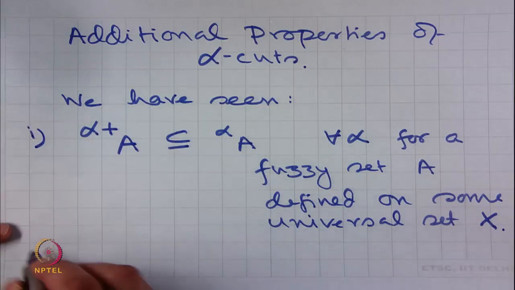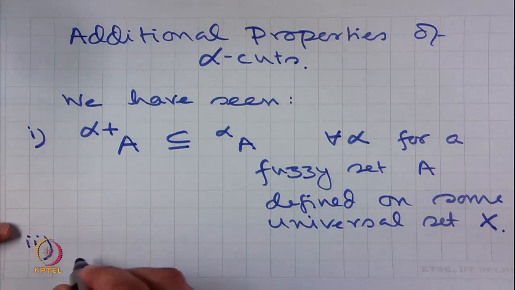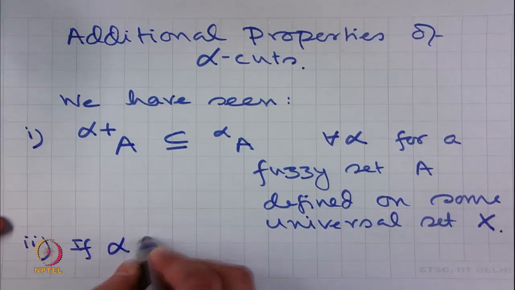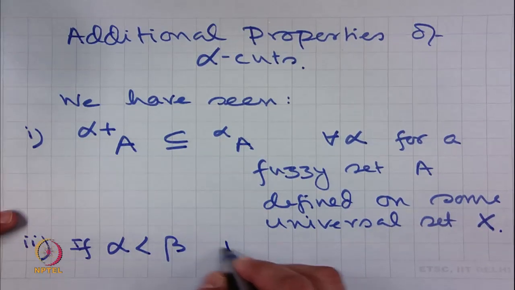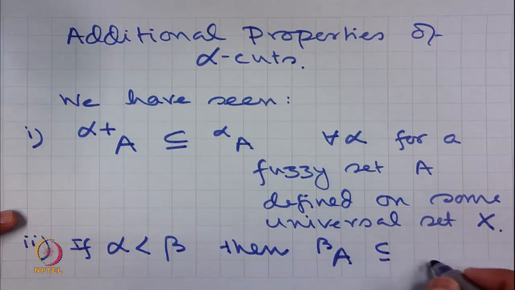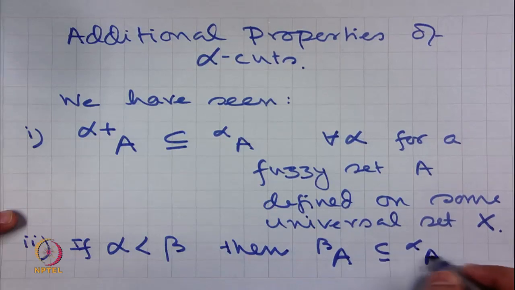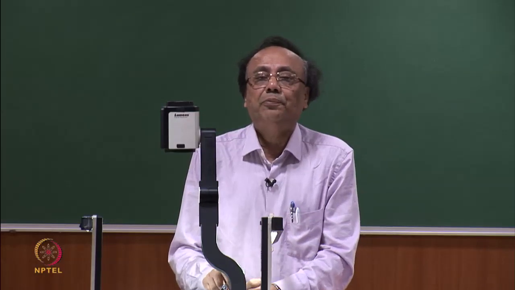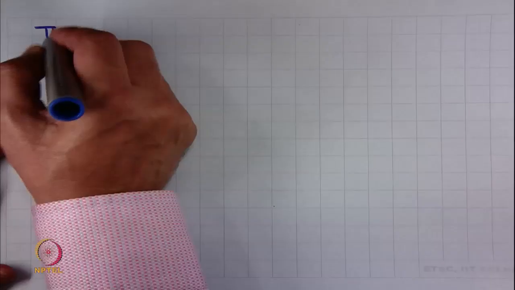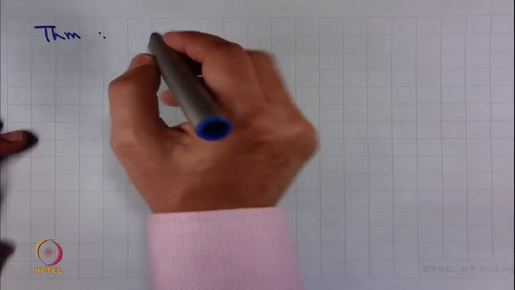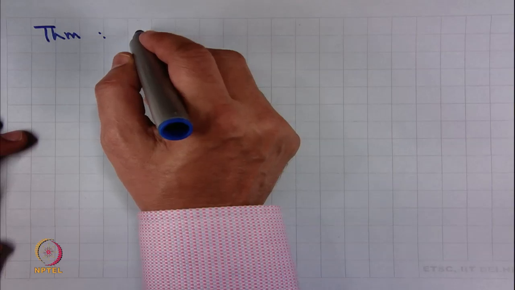Another property that we have been using is that if alpha is less than beta, then beta cut of A is contained in alpha cut of A. Today, we examine some more properties of alpha cuts. So, let me first state 4 results.